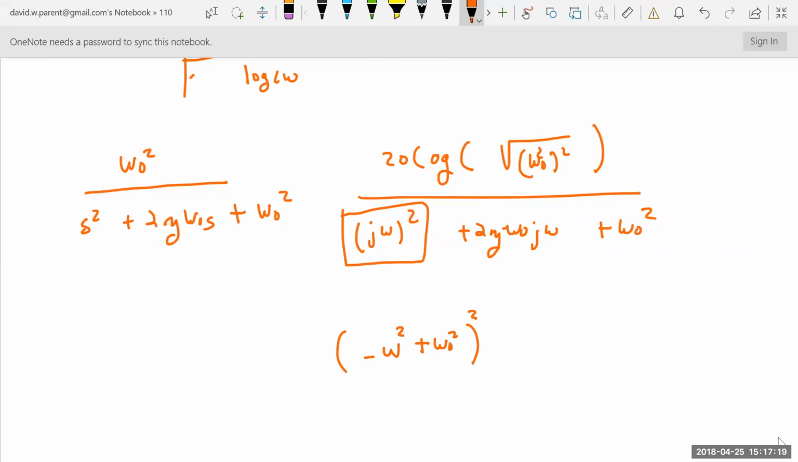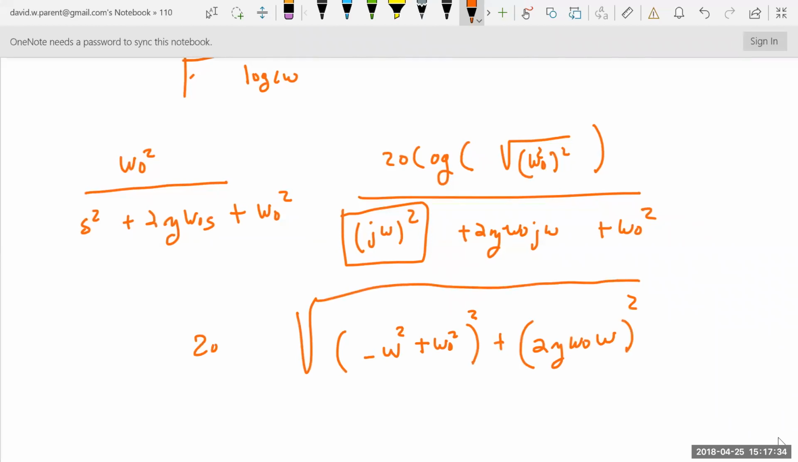This becomes 2 zeta omega naught omega, squared, square root, 20 log. And you would just substitute in values of omega, and you would get the Bode plot. Okay, now that's a lot to do.